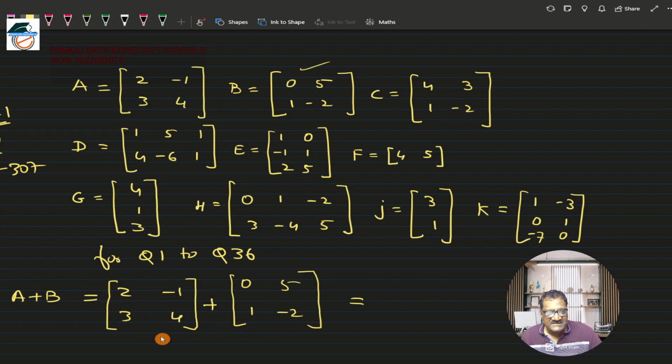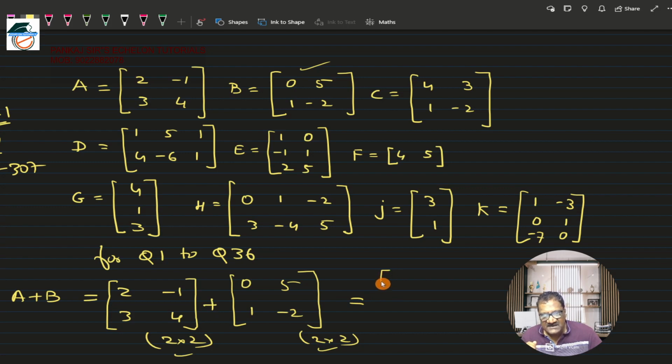So if you see, matrix A's order is 2 by 2 and matrix B's order is also 2 by 2, and both the orders are same. And because the order of these two matrices are same, addition is possible. Okay, so now since addition is possible, we can add them. Now how to add and give a resultant of this addition?